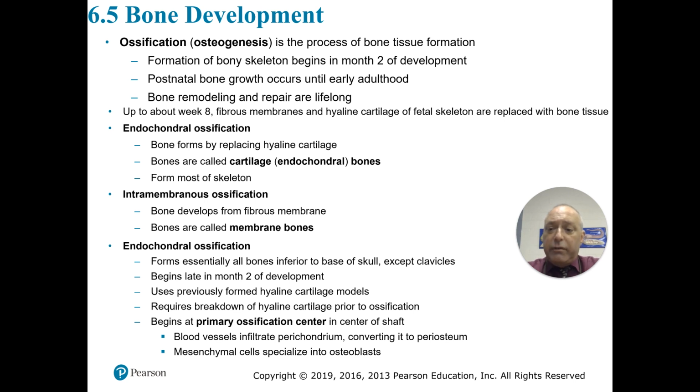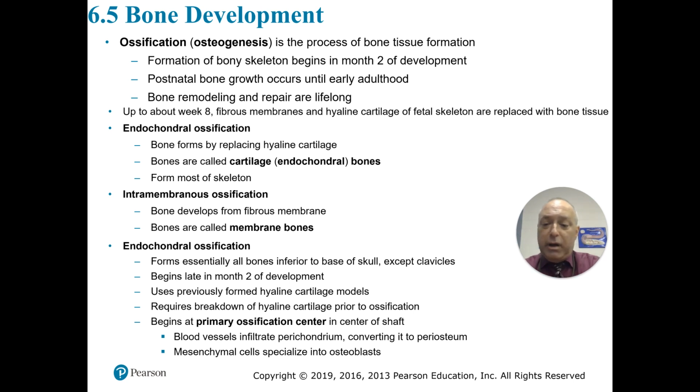So endochondral ossification is when bone forms by replacing the hyaline cartilage. The bones are called cartilage, endochondral bones, and they form most of the skeleton. Then there's intramembranous ossification, where the bone develops from fibrous membranes. These bones are called membrane bones.